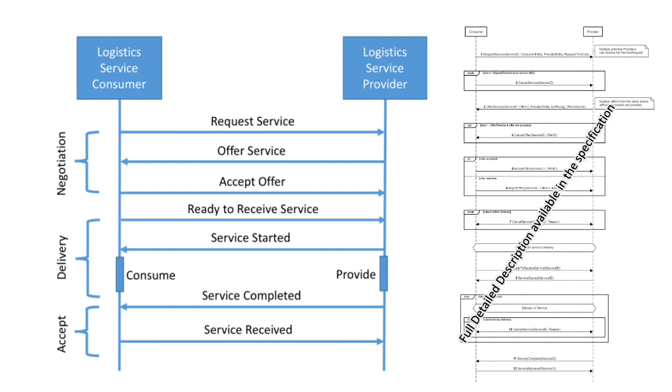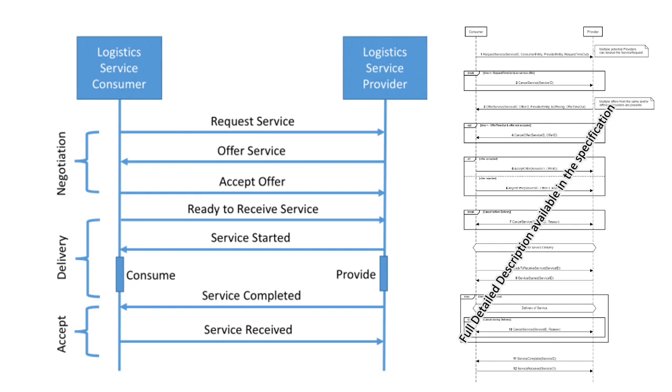And it's based on a service request, service offer, service acceptance pattern. So one simulator requests some type of service, transport service, or a refueling or a resupply. And it's offered, so there's a negotiation phase, and you accept that offer. And then when you're ready to receive, the service is started and the transfer or the transport is actually taking place. And then you have an acceptance phase where you're sort of concluding this transaction.